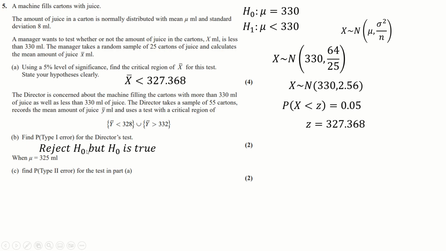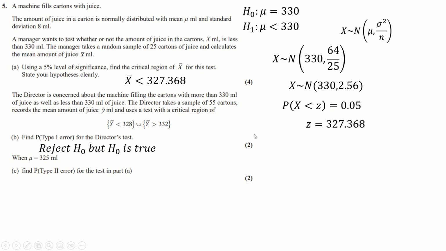Type 1 error is reject H0, but H0 is true. And then type 2 error you're about to see is the other way. If you get these the wrong way around, you're just going to score 0. So you do need to somehow have that sort of entire sentence memorized in your head. So reject H0, but H0 is true is type 1 error.